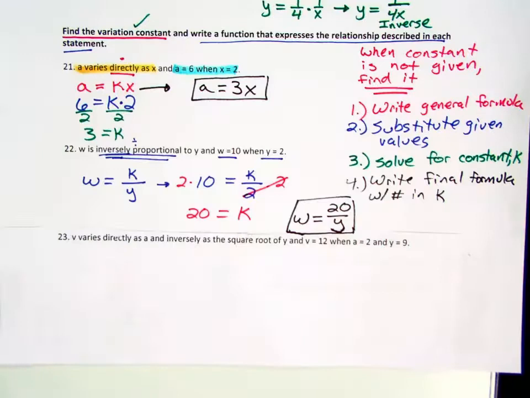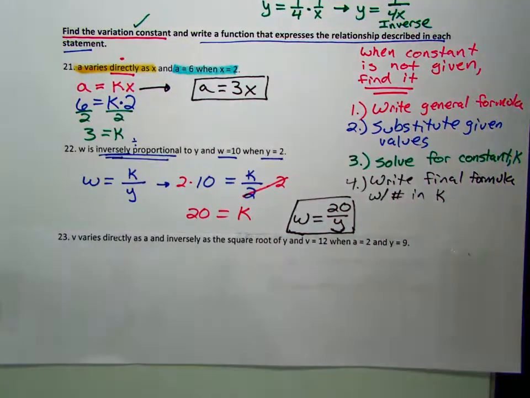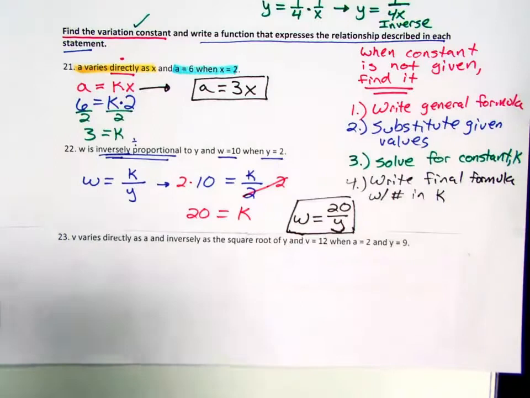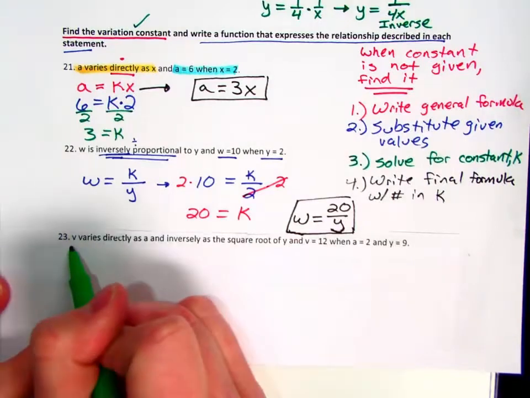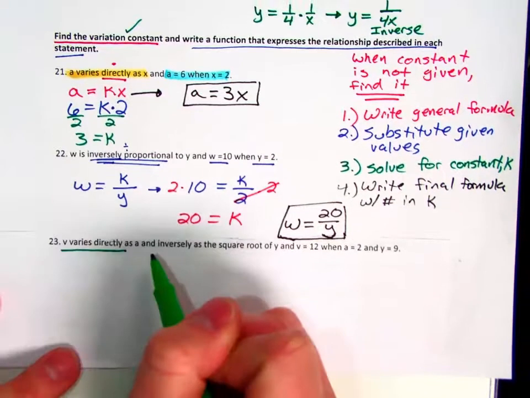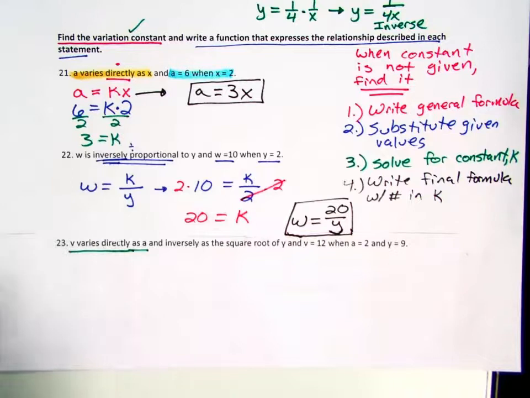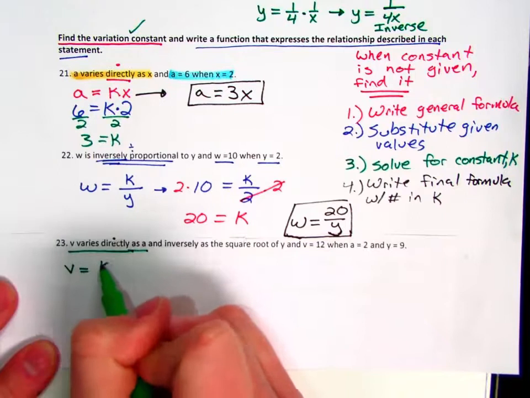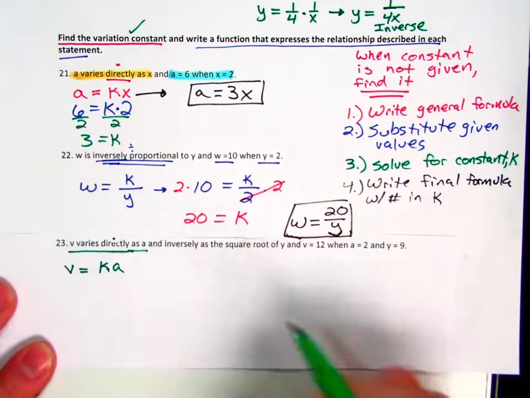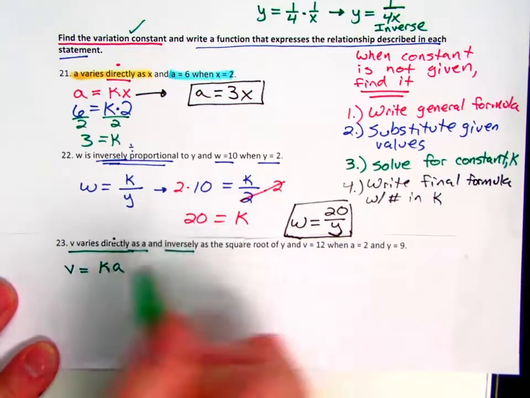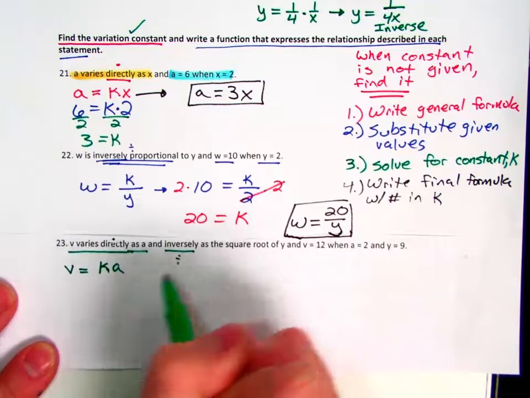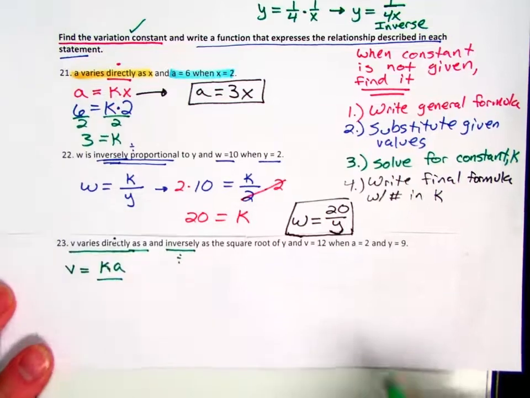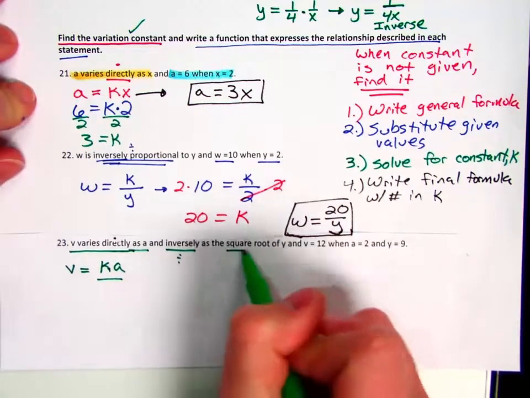Okay, so let's take a minute and look at number 23. When I first start looking at it, it says that V varies directly as A. As soon as I see directly, I should know that it's multiplication. So we can say V equals the constant K times A. Then as I read on, it says and inversely, which means immediately I know I'm going to be working with division. So I'm going to divide by the square root of y.